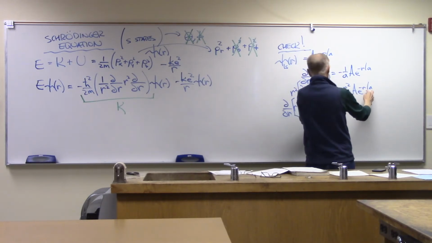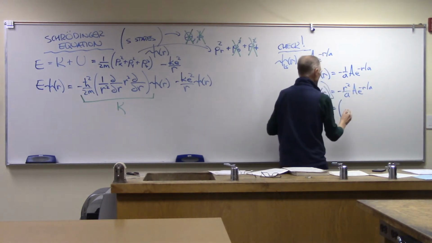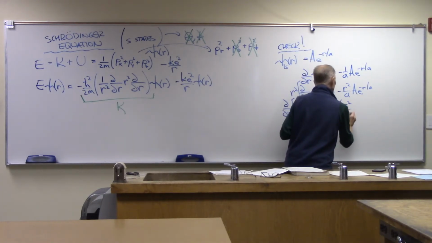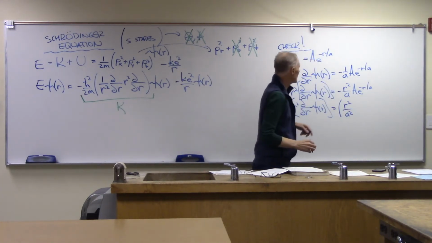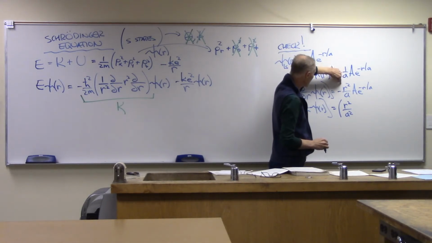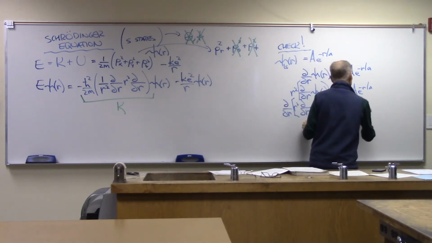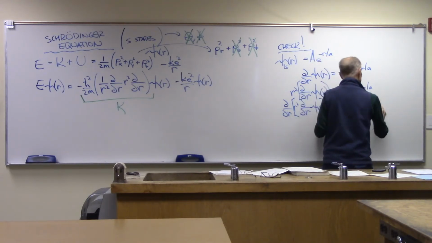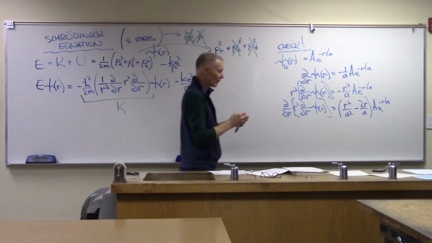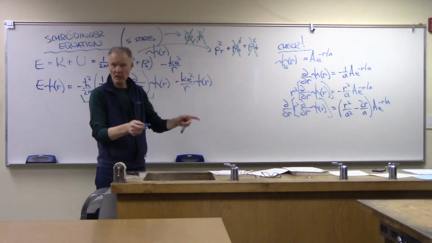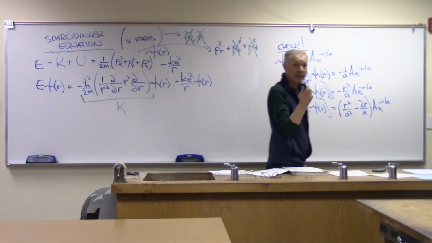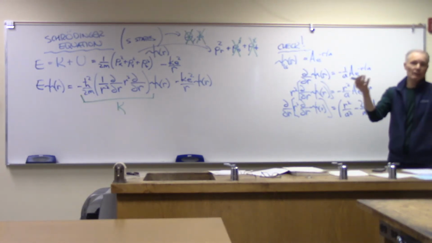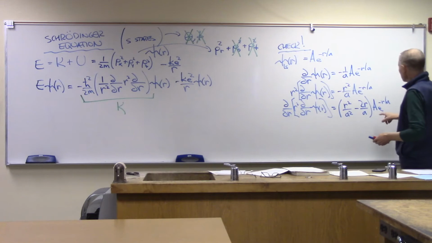Now when I take the derivative of this, that's going to bring down another factor of minus 1 over a, and that's going to leave me with r squared over a squared. When I take the derivative of this, that's going to give me minus 2r over a. And then, since it's an exponential, I'm still going to have the original wave function left. Wow, look at that. The original wave function will not go away. That's not always the case. Sometimes it's more complicated and you don't get that benefit. But this time we do.